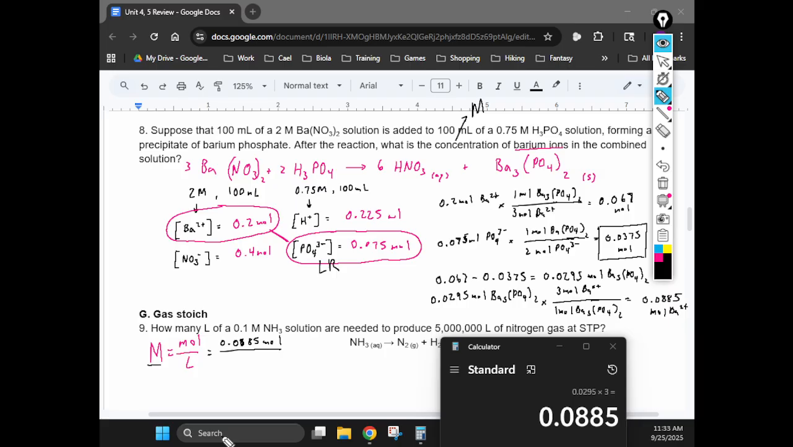How many liters do we have in our solution? 200. Oh, I didn't get you guys. Yes, it is 200. A lot of people look at 100 and say, oh, it's 100. But this is combined, right? So it's going to be 200 milliliters, or 0.2 liters. You solve that, and that is your final answer. Dang it, I thought I got you guys. You guys are too quick. I know, not today. I tried. Okay, and that's molarity of barium ions.